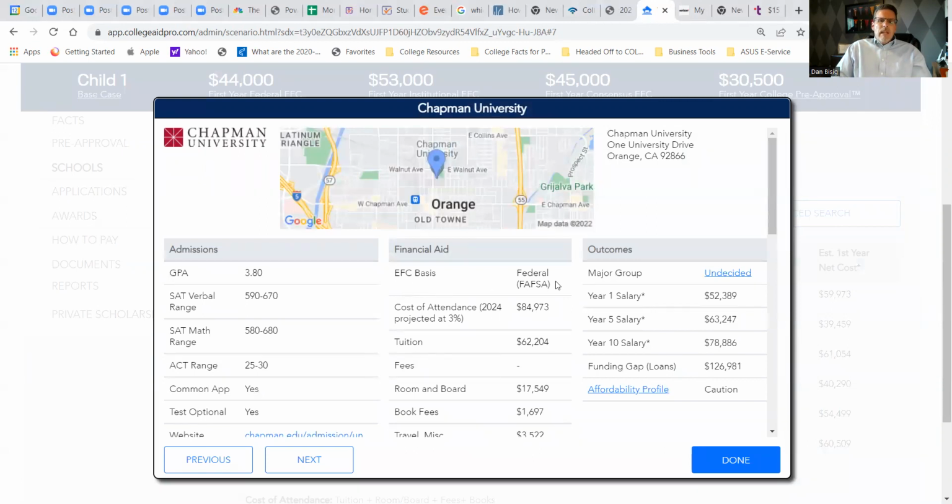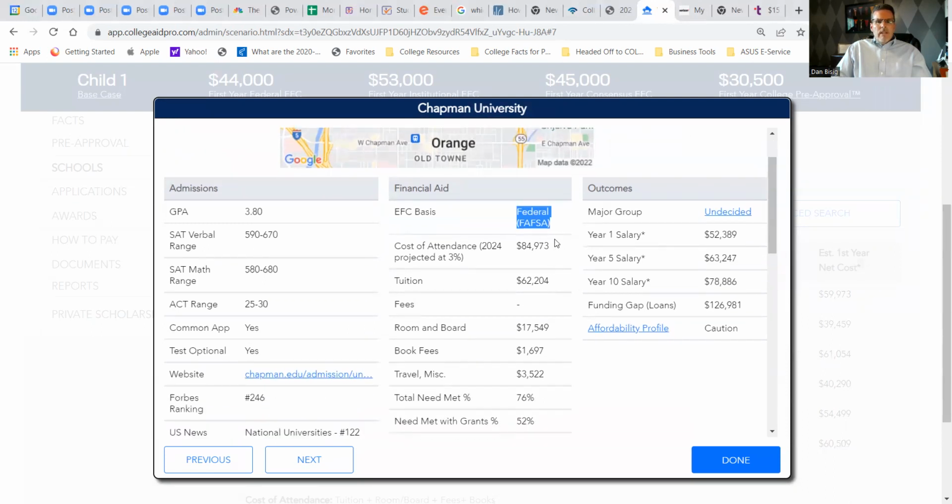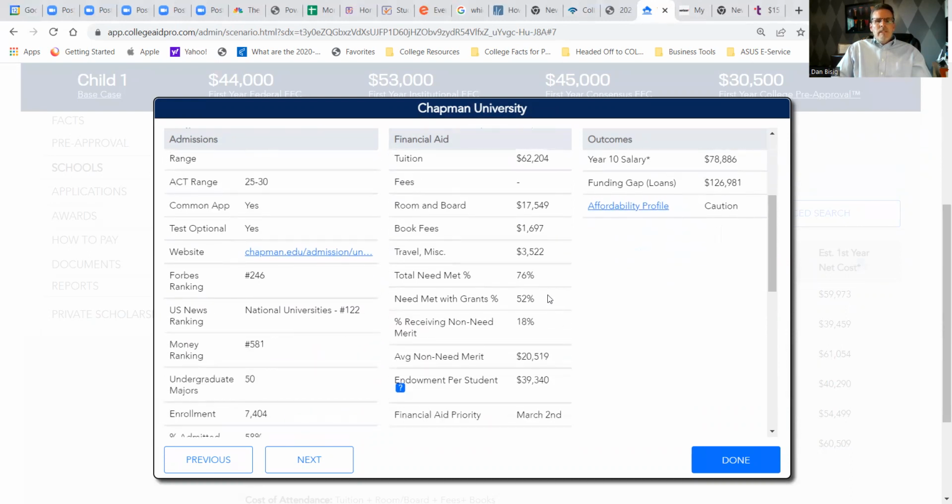So Chapman is strictly a FAFSA school. And you can see they've got the total breakdown as far as the total cost that they've got here. But what they also show you that's really nice is they also give you some details. So this school meets 76% of total need that a family has. And of that, 52% of that is going to be free money through grants. And they also give out some merit money to the tune of 18%, which equals an average of about $20,519. So in this particular case, this student is likely going to qualify for some merit-based money and or some need-based. So it's going to be an either or proposition as to how they're going to handle this.